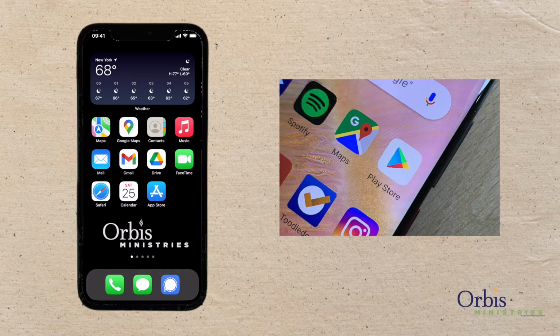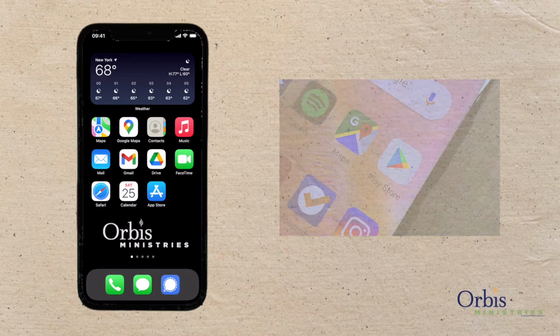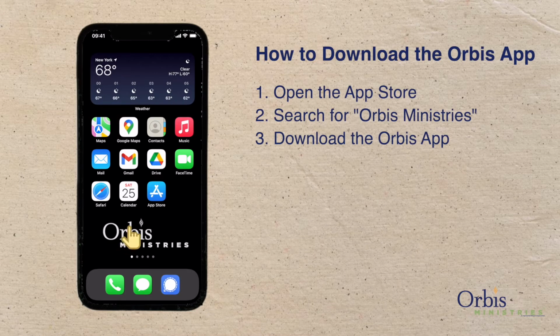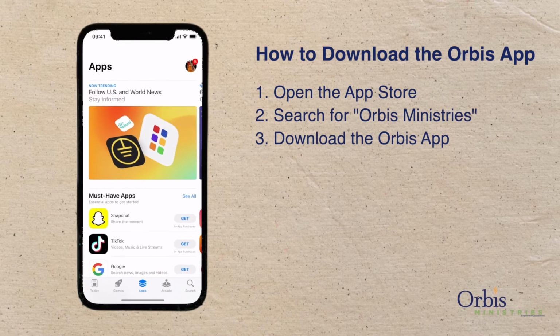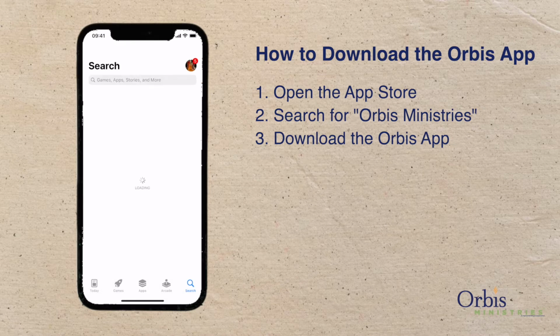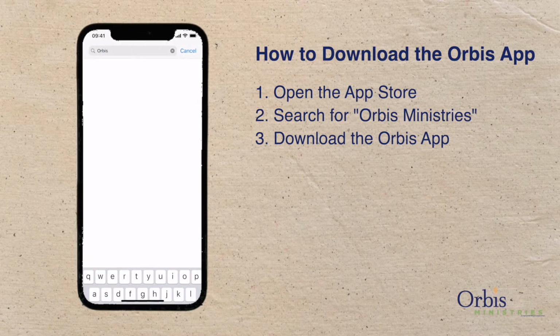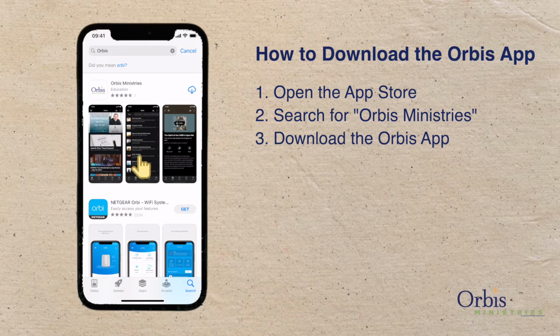But if you are an Android user, the process of searching and finding the Orbis Ministries app on the Google Play Store is pretty similar, so don't worry about it. You can try to follow along as I demonstrate on an iPhone. All right, so I'm going into the App Store, and I will go to the search feature and type in Orbis Ministries. Once I've searched that, in the results, I see the Orbis Ministries app. So I will select that and click download.